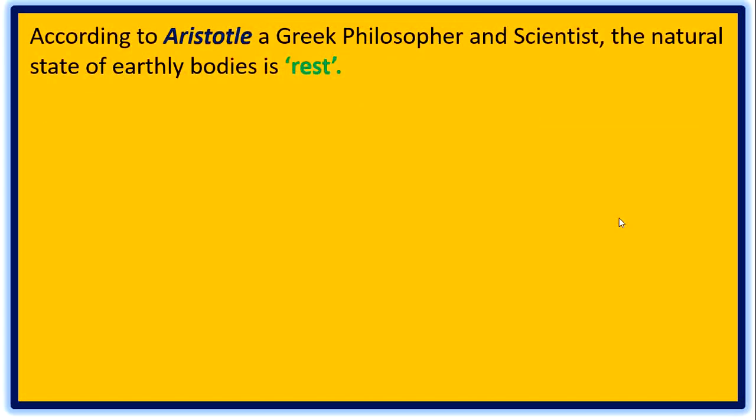According to Aristotle, a Greek philosopher and scientist, the natural state of earthly bodies is rest. He stated that a moving body naturally comes to rest without any external influence of force. Such motions are termed natural motion.